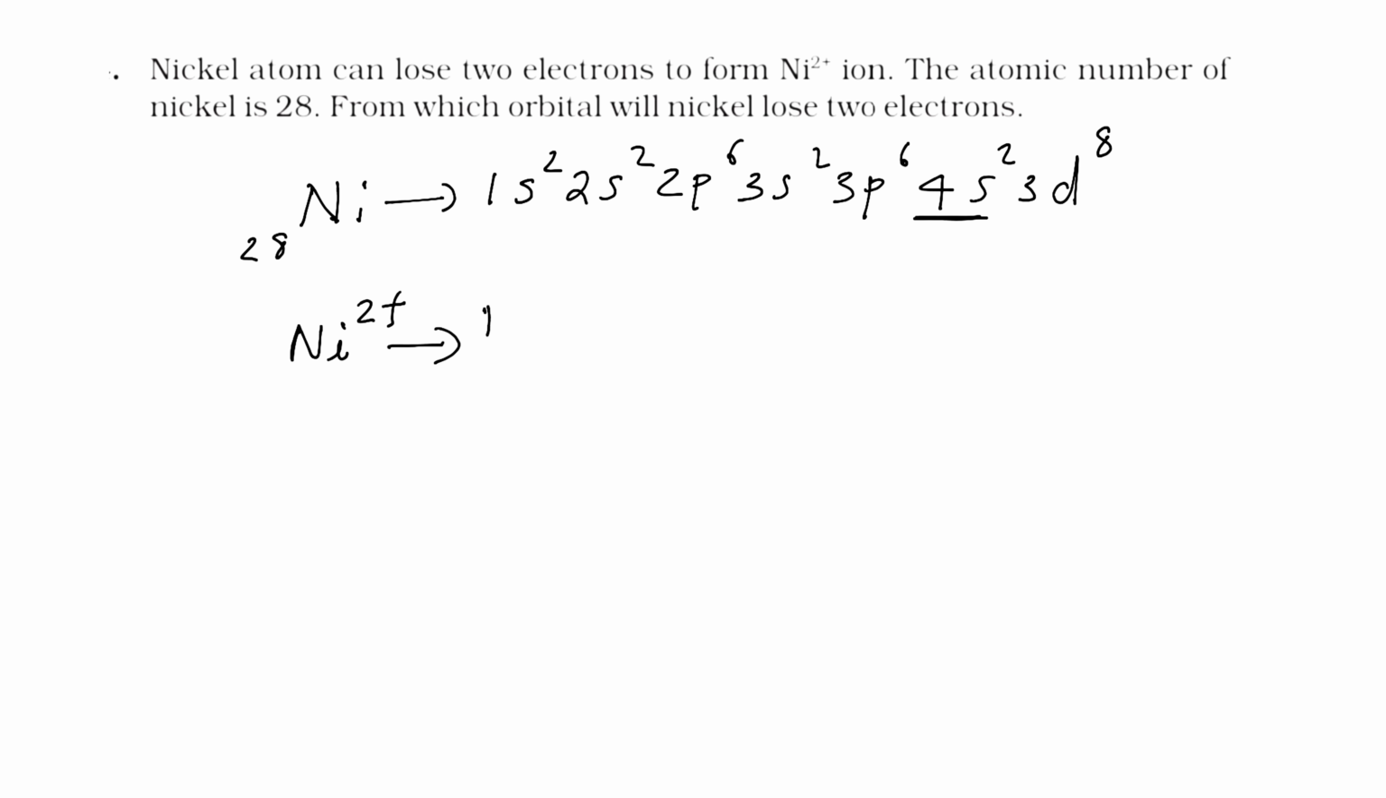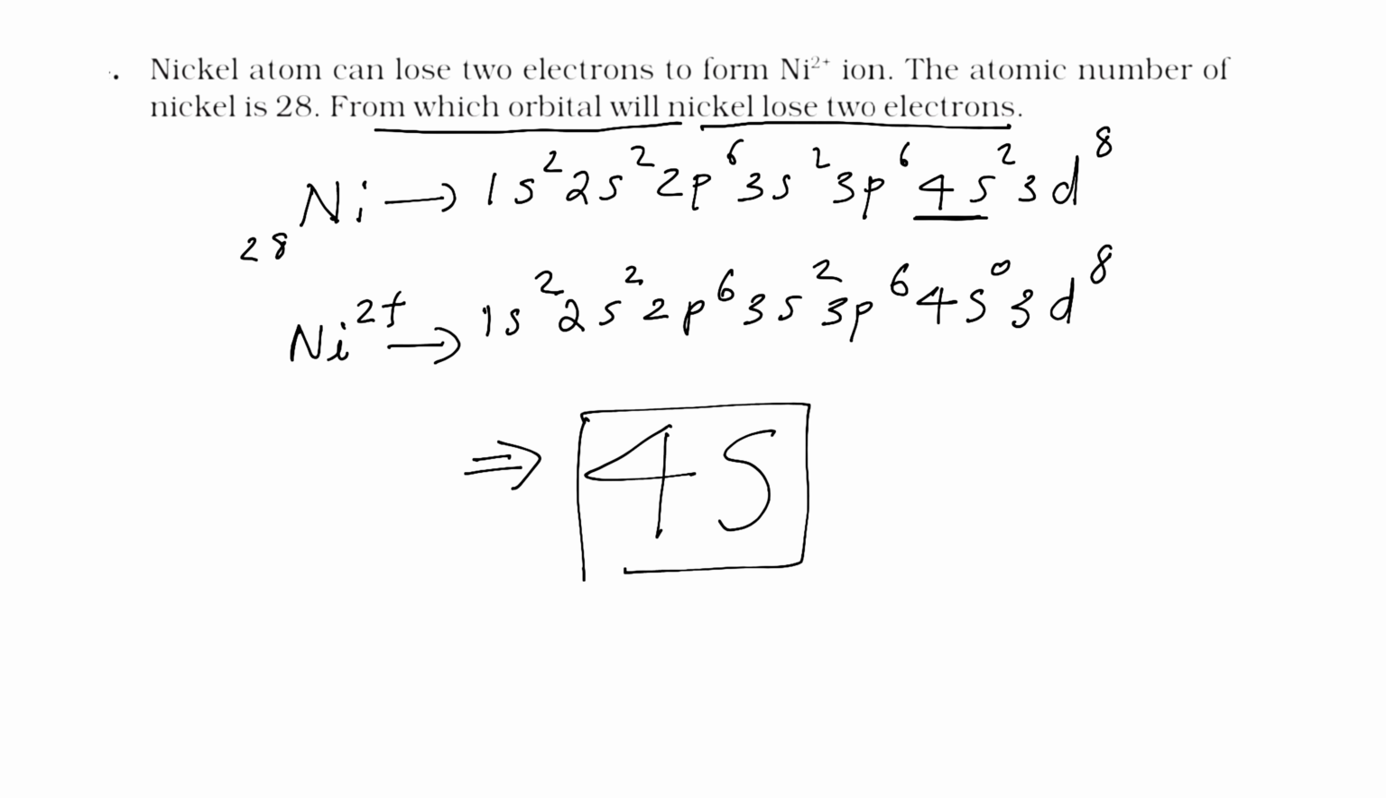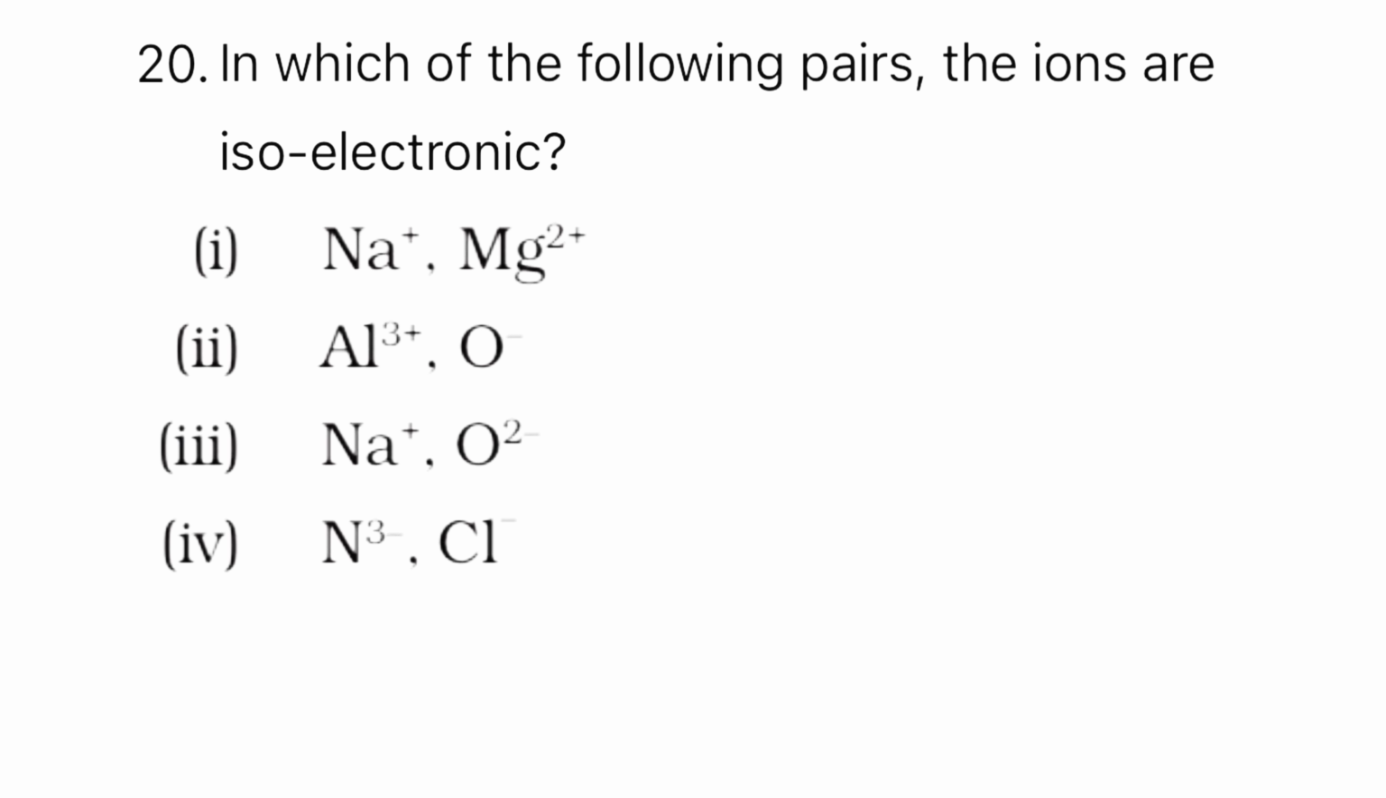Here 2 electrons are being lost from 2p6, 3s2, 3p6, 4s2, 3d8, so the 2 electrons will be lost from the 4s orbital. So what is the question? From which orbital will nickel lose 2 electrons? It is from the 4s orbital. Clear, right?